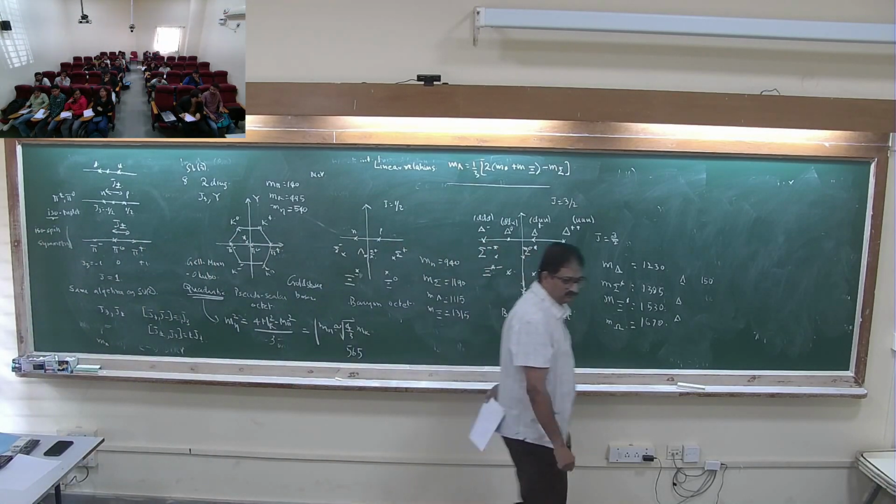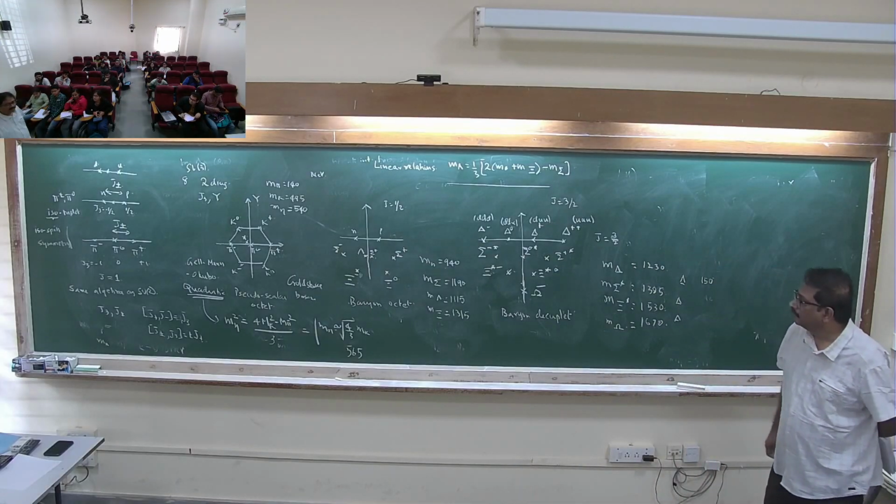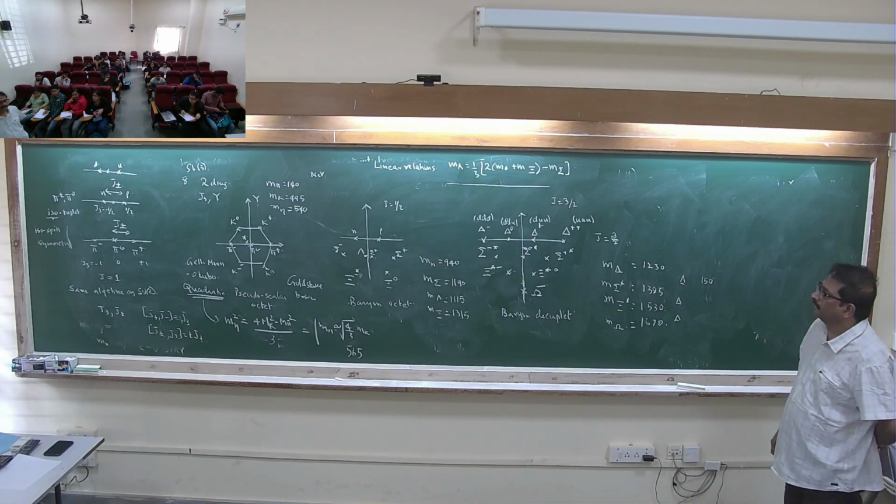Sir, the decuplet has 10 elements, but the generators are also states, the octet also has states.